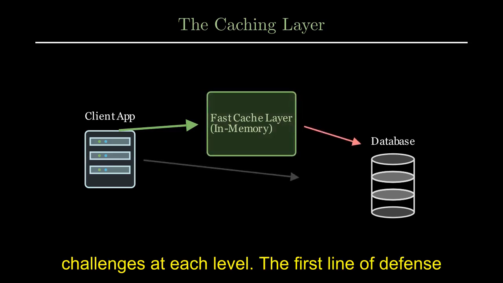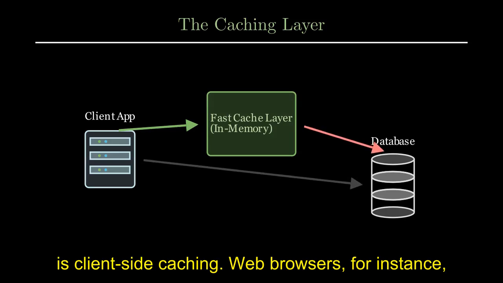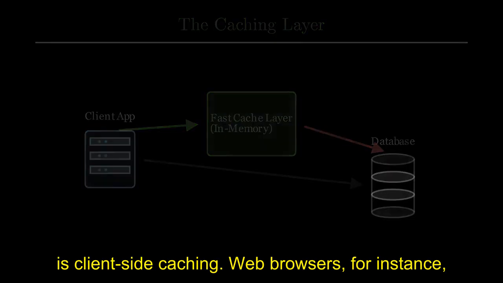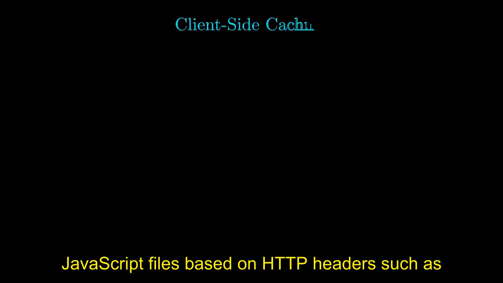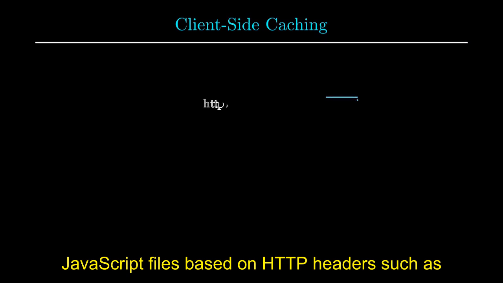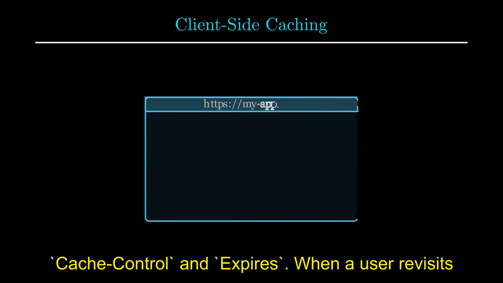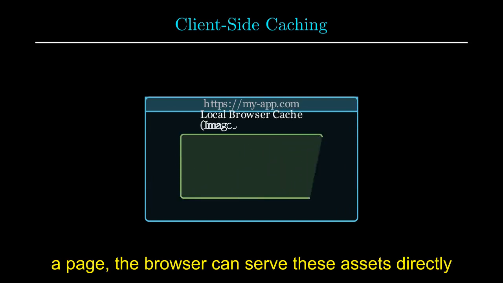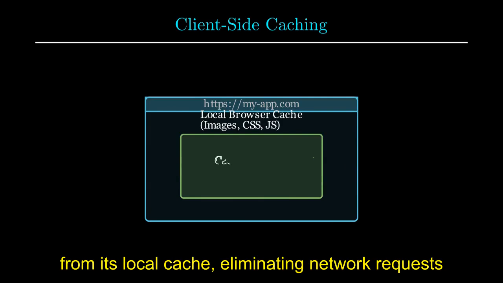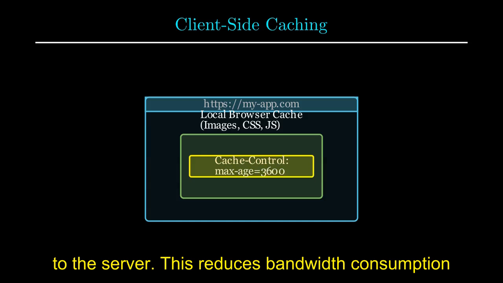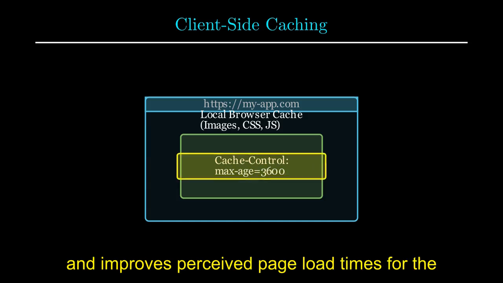The first line of defense is client-side caching. Web browsers, for instance, store static assets like images, stylesheets, and JavaScript files based on HTTP headers such as cache-control and expires. When a user revisits a page, the browser can serve these assets directly from its local cache, eliminating network requests to the server. This reduces bandwidth consumption and improves perceived page load times for the end user.